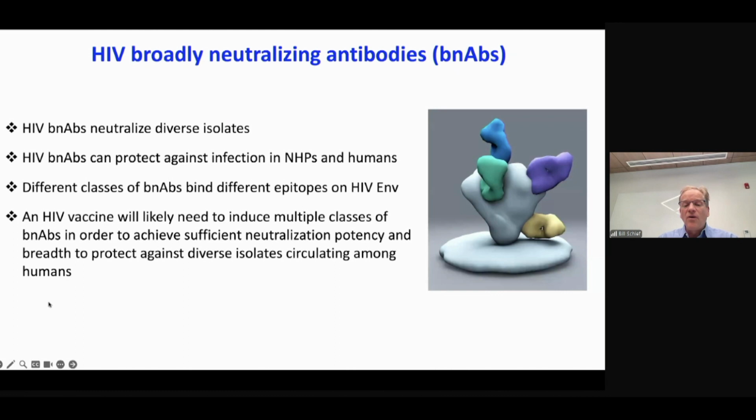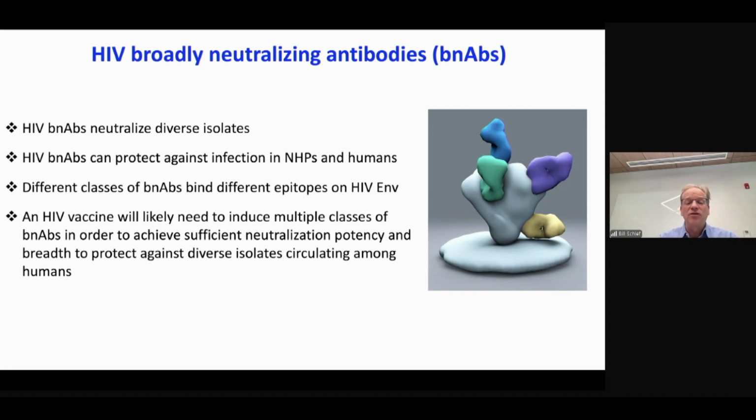We do know that broadly neutralizing antibodies against HIV can be produced by humans. They've been produced by a small percentage of people that get infected with HIV. Usually it takes years for them to develop. Sometimes it's a little bit faster. And there's been a lot of study of these.